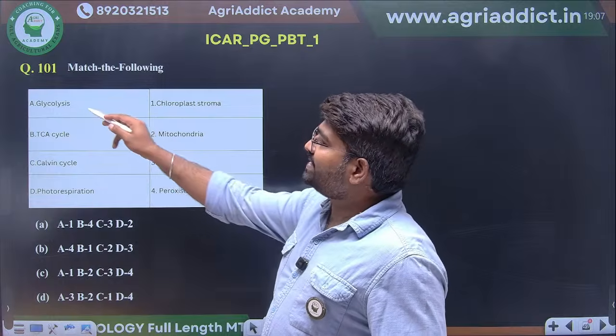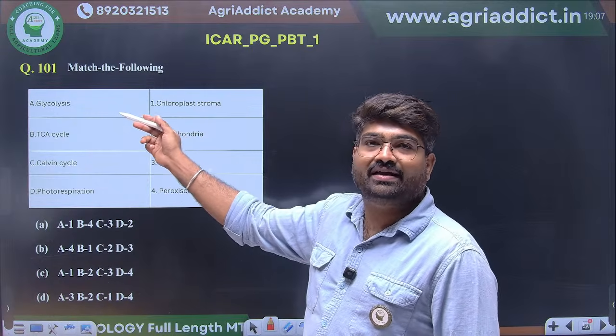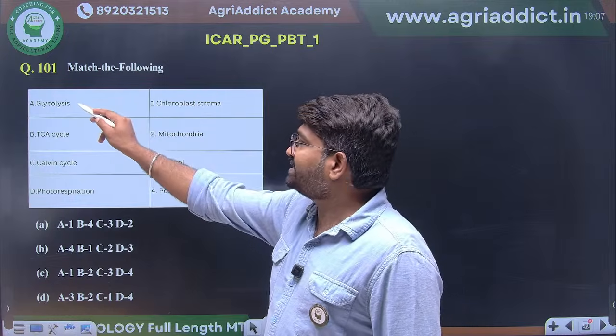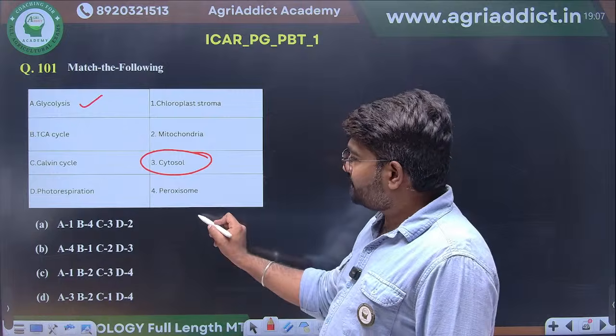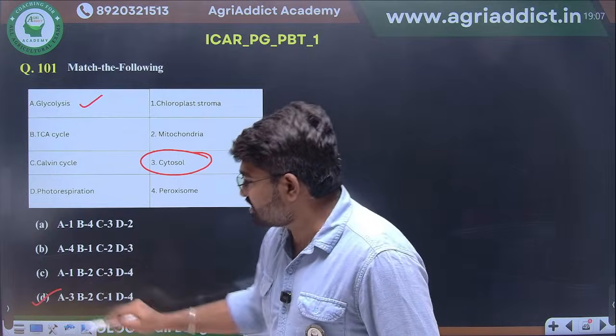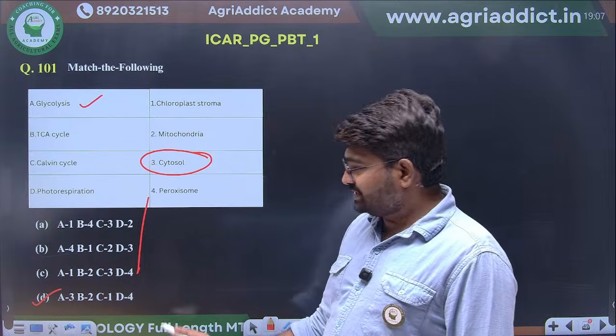This everyone will answer. This is just a basic question: which organelle will be involved in which synthesis. For example, glycolysis occurs in the cytosol. So one will have C. This is the right answer. Nothing will have other options. So this is the correct answer.